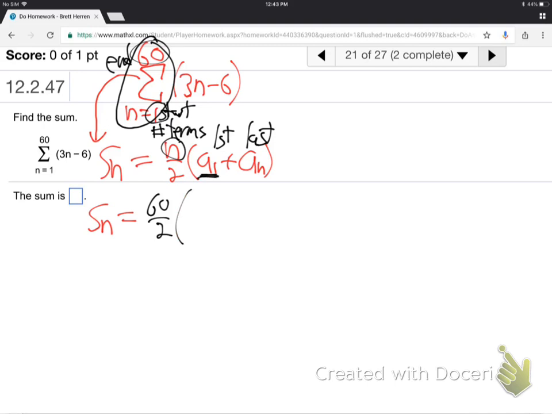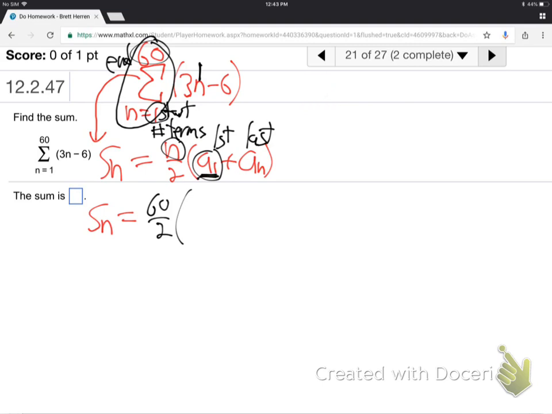What's A1? What's the first term? 1. No, it's negative 3. N is 1. That's the address, but who lives there? This means who lives at house 1. The house number's 1. Negative 3. Yeah, you got to put a 1 into this formula, huh? A sub 1 means plug 1.